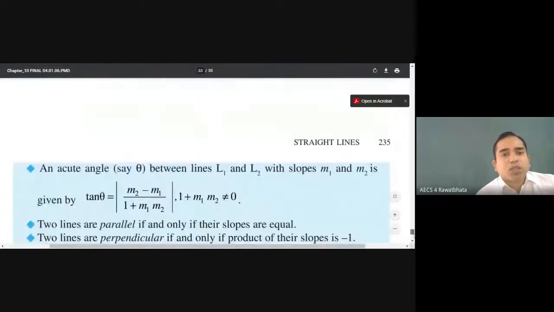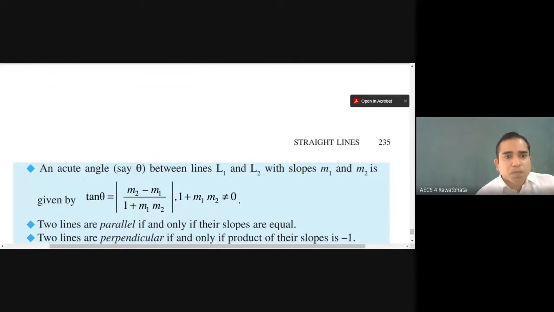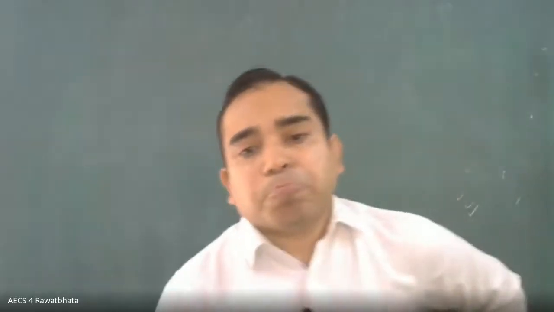So this was the quick summary of the chapter straight lines, and we discussed all of this quickly, at a bit of speed. It's only for those people who became irregular and didn't attend some of the previous classes.